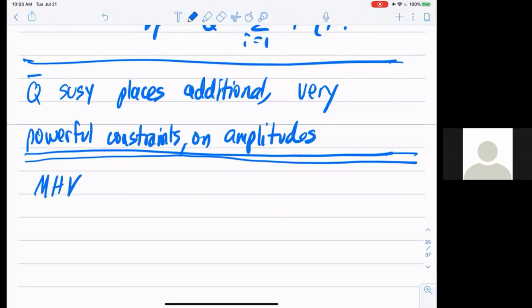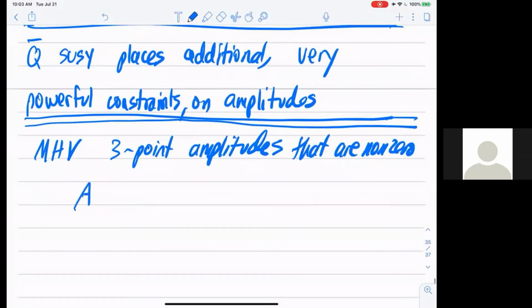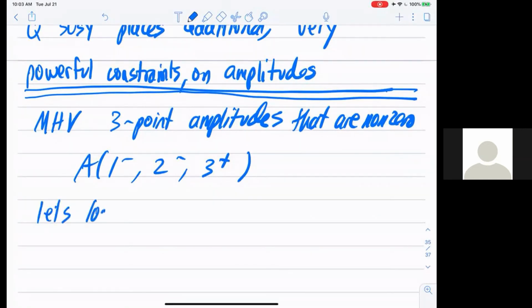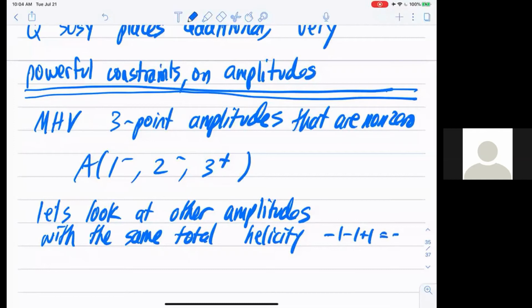So let's look at the possibility. Let's look at the MHV 3-point amplitudes that are non-zero. Okay, so here's an easy way to just do this in your head. We start with this one that's non-zero. Now, all of the other amplitudes with the same total helicity, let's look at other amplitudes with the same total helicity. In this case, minus one.